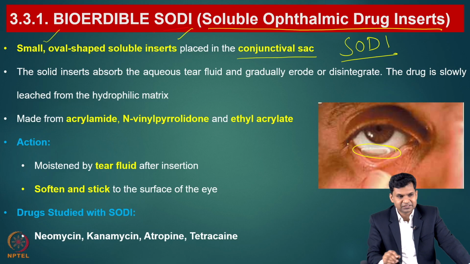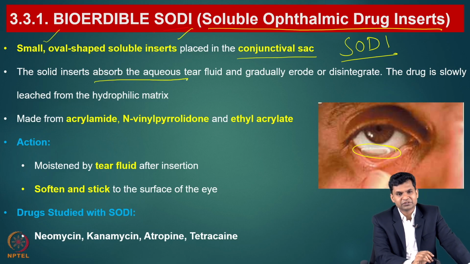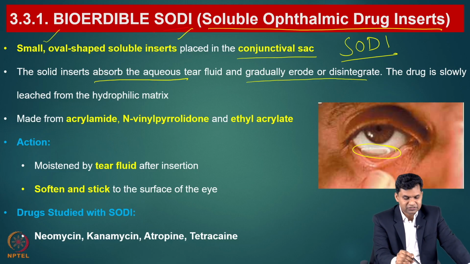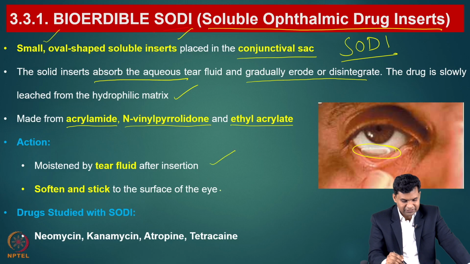You can see here in the picture representation, first they will absorb the water from the tear fluid and gradually erode and disintegrate, and the drug will slowly release from the hydrophilic polymers. These are made using acrylamide, N-vinyl pyrrolidone and ethyl acrylate. So, these are the actions we can see. It will be moistened by the tear fluid, also soften and stick to the surface of the eye.